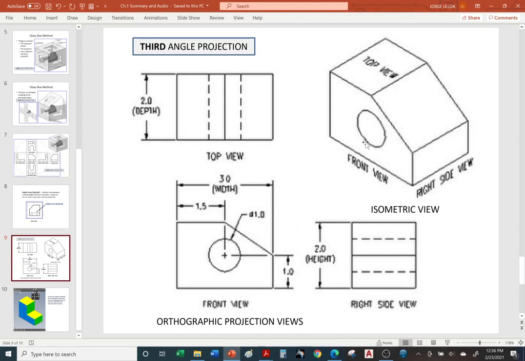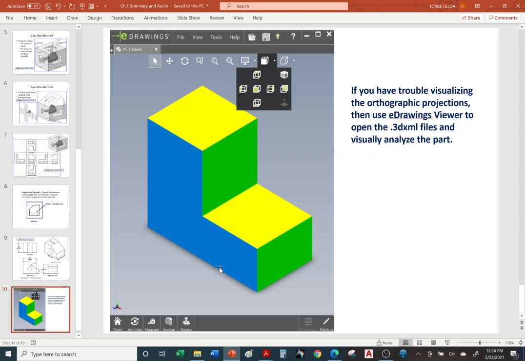I'm going to provide you with 3D models that you can open up in eDrawings. And the 3D model, you can rotate it. You can ask for the front view, side view, bottom view, and so on. And it'll rotate itself and give you the front view, side view, top view, left side view, bottom view, etc. For this handout, we're only going to be doing a front, top, and side view. Okay, so I will create a second video on how to use eDrawings.